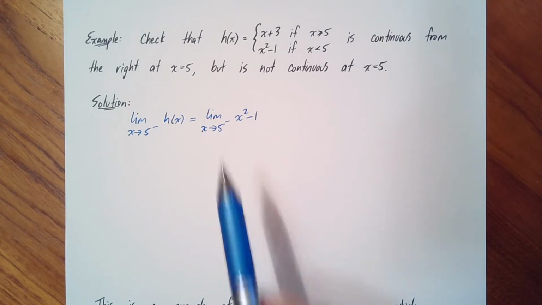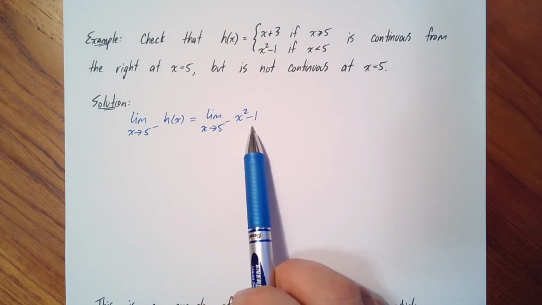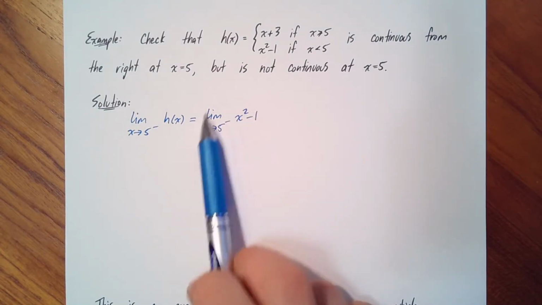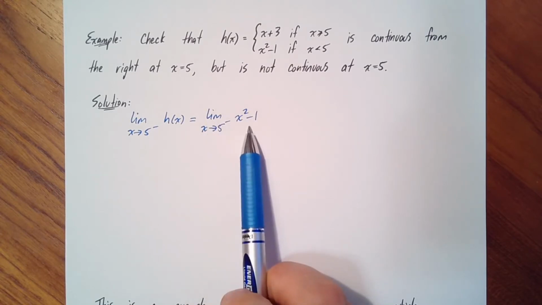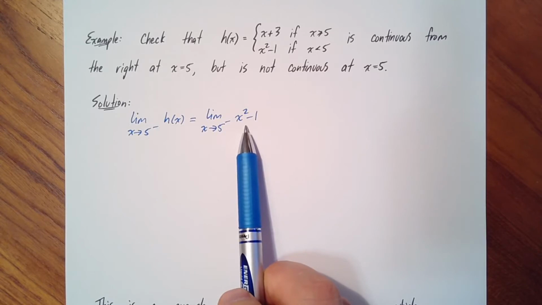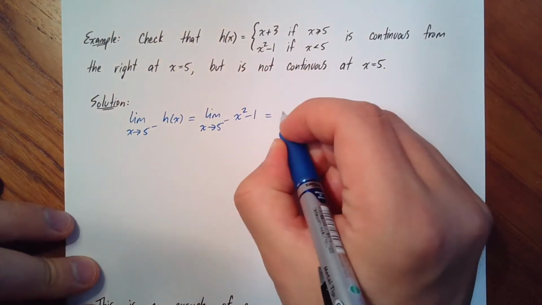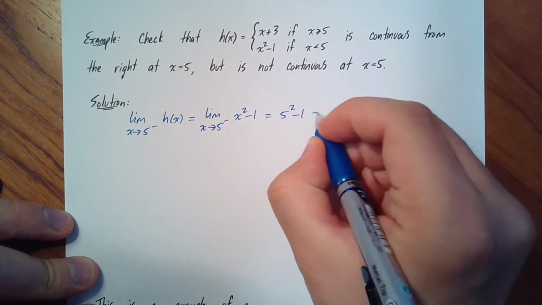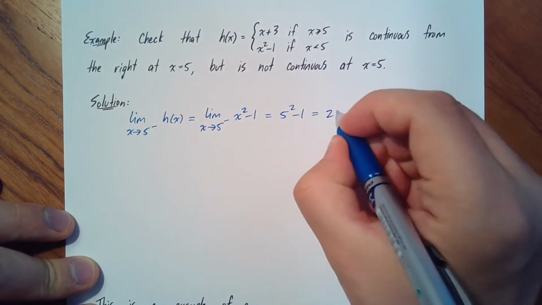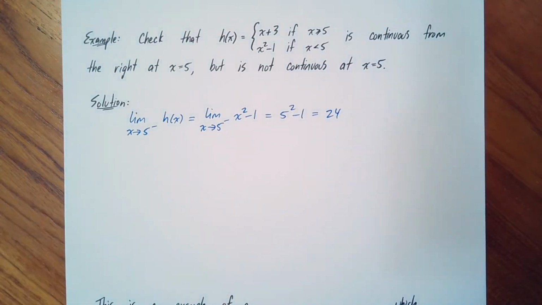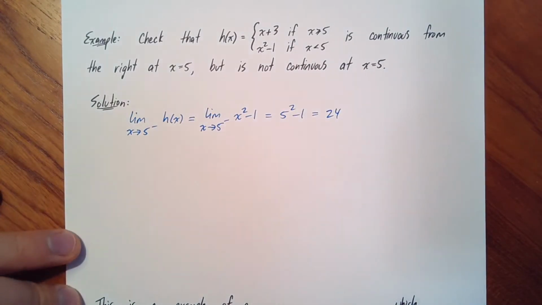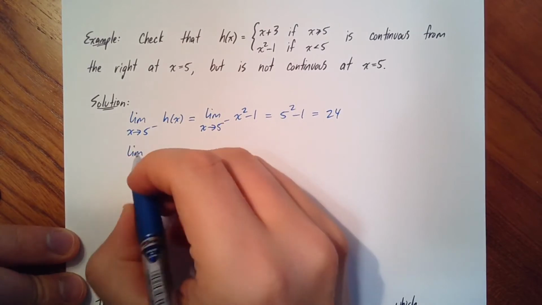And now you have the limit of a polynomial. This is the limit we're working with now. And if you have a limit of a polynomial, remember polynomials are continuous on their domains. And their domains are everything, so they're certainly defined at 5. So just plug in 5 and you get the answer. So you're going to get 5 squared minus 1, which is 25 minus 1, or in other words, 24. Okay. Now what about the limit as x approaches 5 from the right?